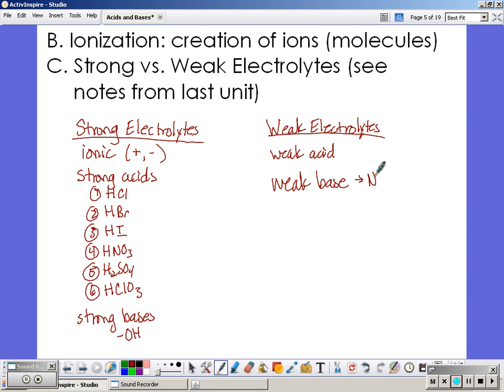So what's the difference between strong and weak? Strong electrolytes dissociate completely. So 100% of the time, it breaks into ions. Where my weak electrolyte doesn't break into ions 100%. So it's only ionized partially, or it somewhat breaks into ions. Sometimes breaks into ions.